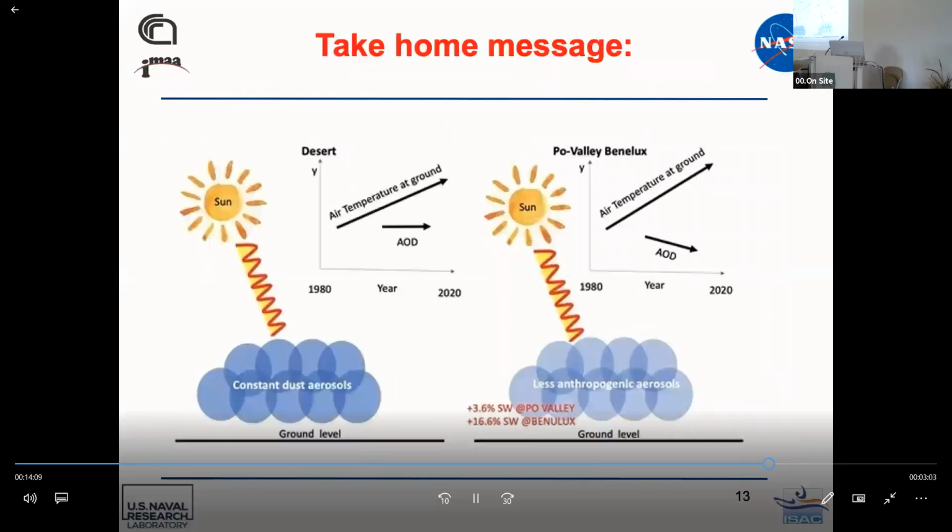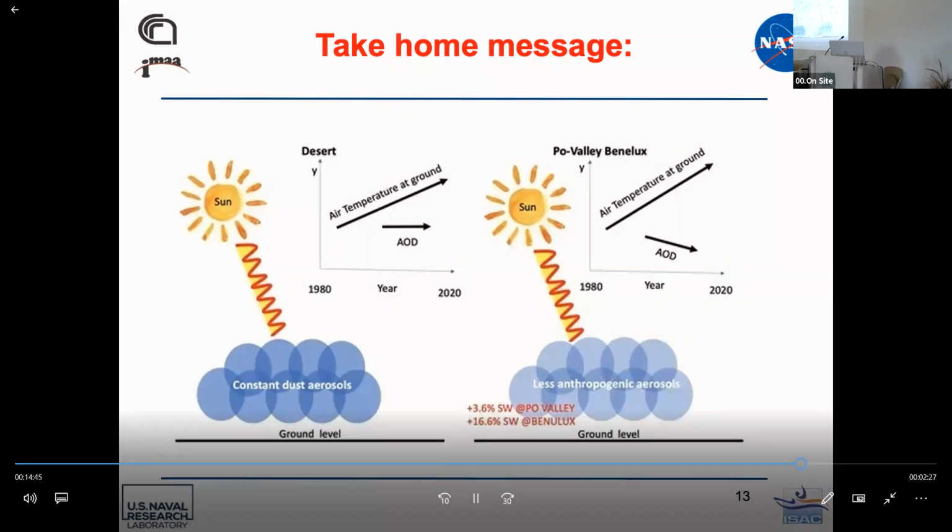So, going to wrap this up, our message with this study is that we finally give quantitative evidence that changes in direct radiative effect under cloud-free conditions are associated with anthropogenic aerosol emissions, and those are visible in highly urbanized Euro-Mediterranean areas, the Po Valley in Southern Europe and the Benelux in Central Europe.